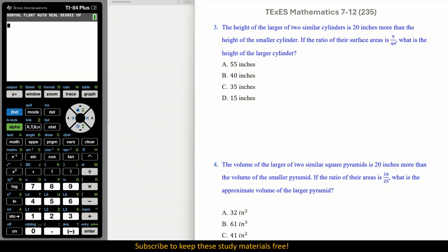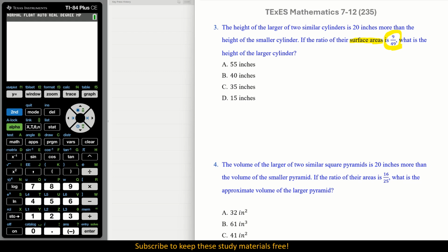The height of the larger of two similar cylinders is 20 inches more than the height of the smaller cylinder. If the ratio of their surface area is 9/49, what is the height of the larger cylinder? Okay, there's a lot going on here. First thing, a ratio here, that is related to area. So we need to get just the value of k.